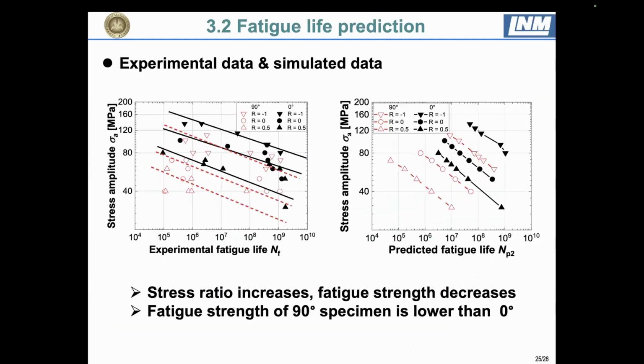Of course, for specimens manufactured either horizontally or vertically, this method can also be used for calculation. Here you can see that the fatigue strength of the vertical specimen is lower than that of the horizontally manufactured one. This is because of the different microstructure and the different orientation of the cracks. The stress ratio can also be predicted by using this method, and we can see that with increasing stress ratio, fatigue strength decreases.